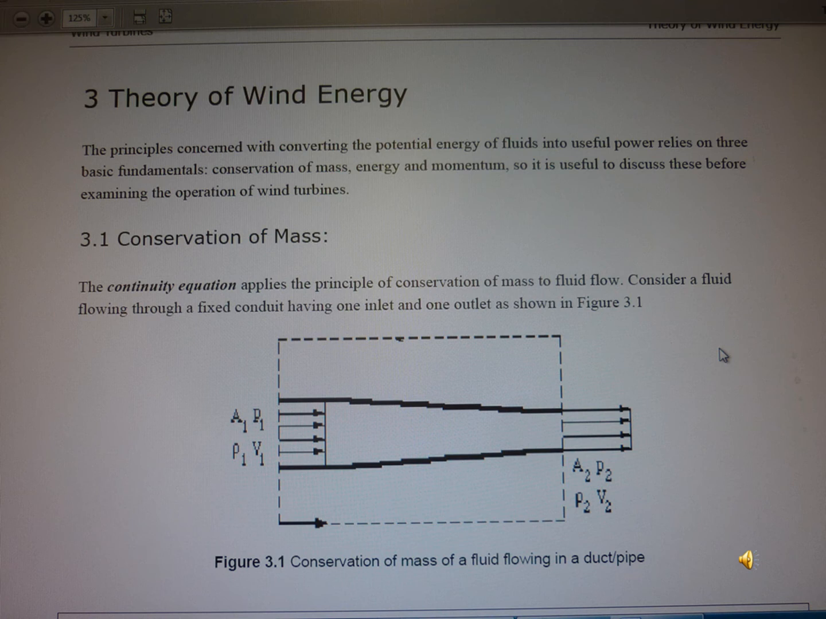So this is the conservation of mass of the fluid flowing through the inlet. The inlet mass is equal to the outlet mass. This is the conservation of mass.